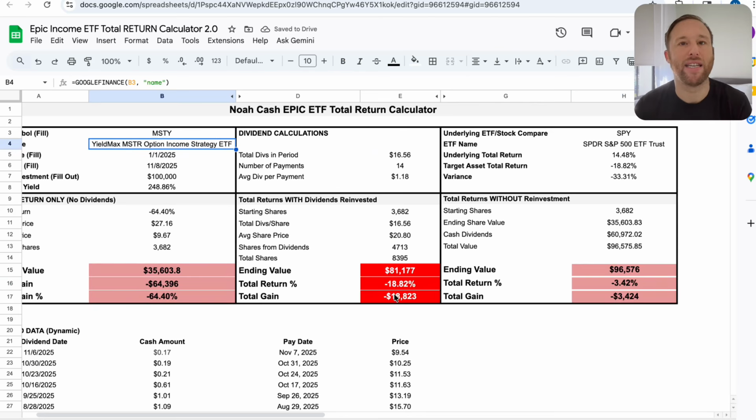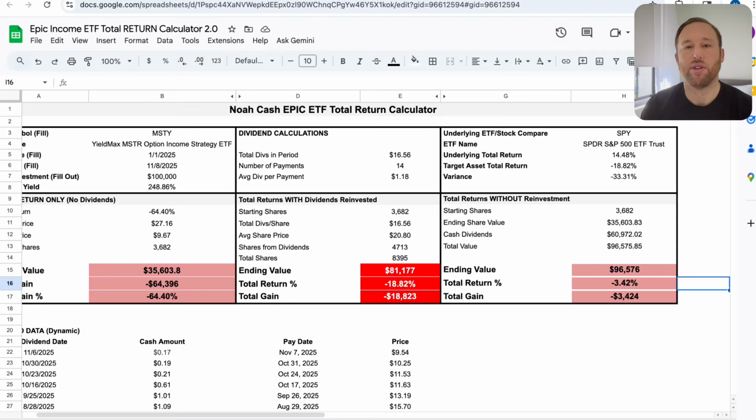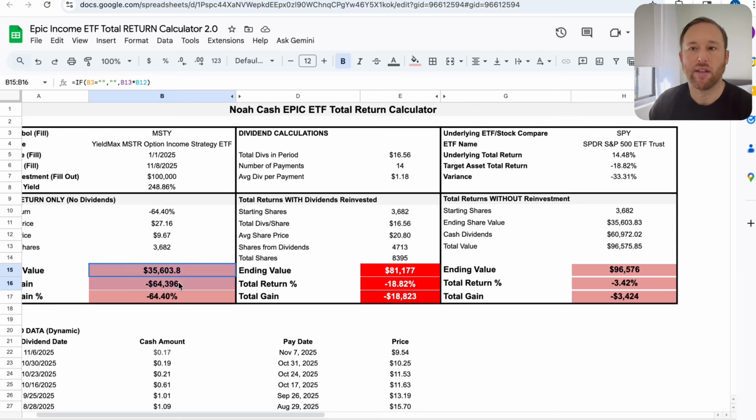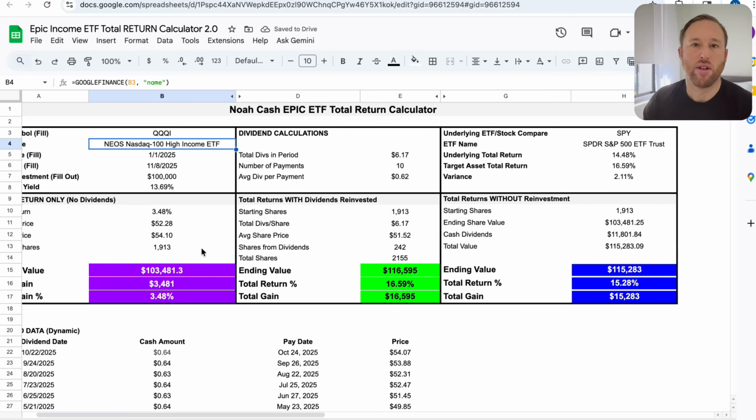Yeah, you can see here with MSTY now, because they've drawn down so far, if you reinvested those dividends, you'd be at a negative 18% total return. Whereas if you didn't reinvest those dividends and withdrew them, you'd be at a negative 3.4% total return. So, still not a good situation to be negative, but you've lessened the blow should you have not reinvested your dividends. So, it's tricky with these things. I like to stay away from the ones with massive NAV decay. Again, you look at QQQI, that's not really a NAV decayer. So we focus on those guys.